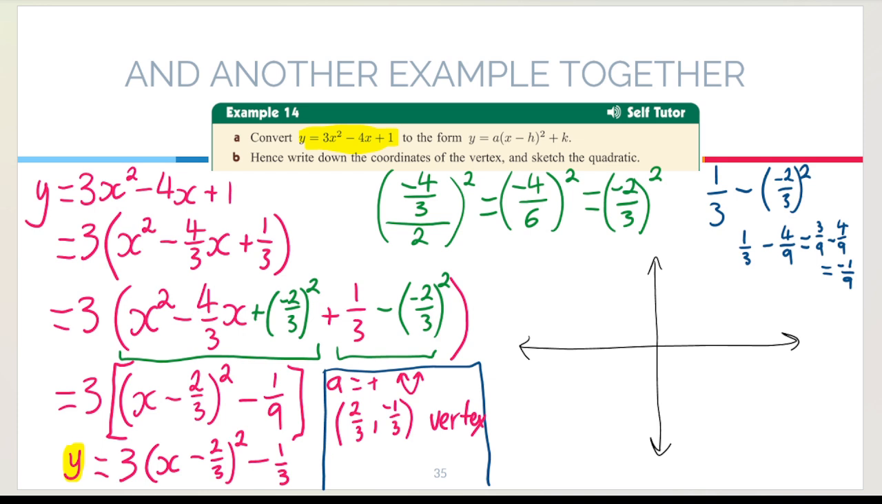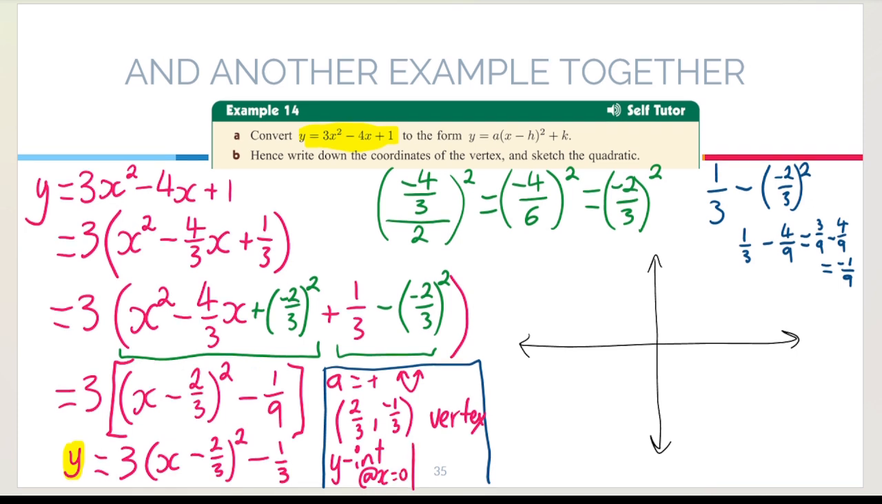One thing I did forget actually is our y-intercept. So y-intercept occurs at x equals 0. X equals 0 when we have 3 times by -2 on 3 squared, take 1/3. So 3 times by 4 on 9. So that is going to turn into 12 on 9. And then we take 1/3 of that. So we take 3 on 9 away. That actually becomes 9 on 9, which is just +1. So that's actually quite nice.